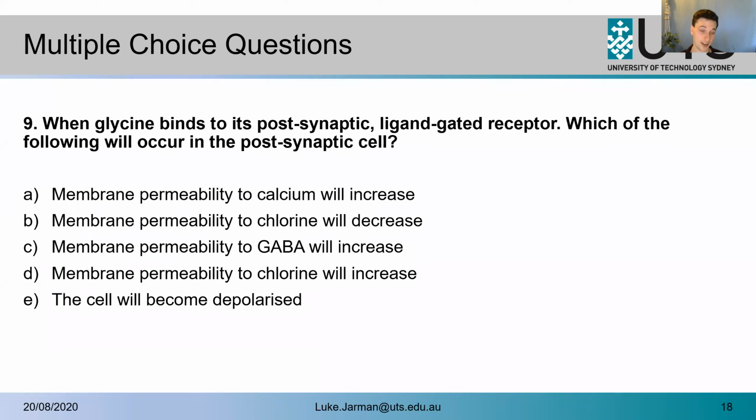Although we're going to talk about it right now, apparently. So when glycine binds to its postsynaptic ligand-gated receptor, which of the following will occur in the postsynaptic cell? And it's going to be D. So this is what normally happens with inhibitory neurotransmitters. They increase the membrane permeability to chlorine. Chlorine is sort of thought of as having inhibitory properties. One thing to associate with chlorine, I guess.